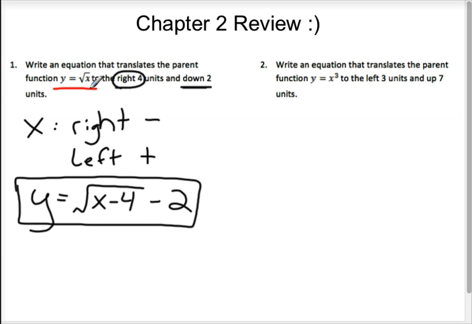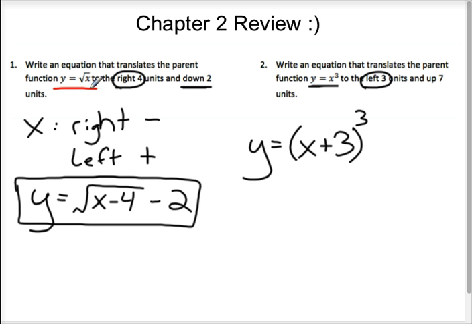So again, following those same rules, number 2, we're starting with y equals x cubed. And the first thing I see happening is left 3. Now remember, when we're having that horizontal change, left actually means positive. So this time the x is getting a positive shift of 3. So again, left and right is always influencing that x value.